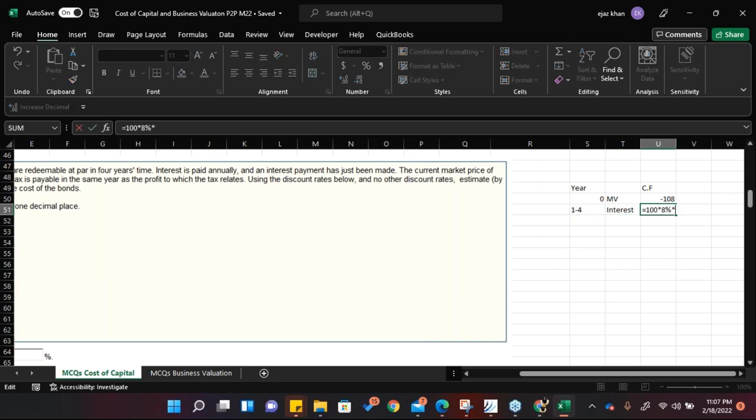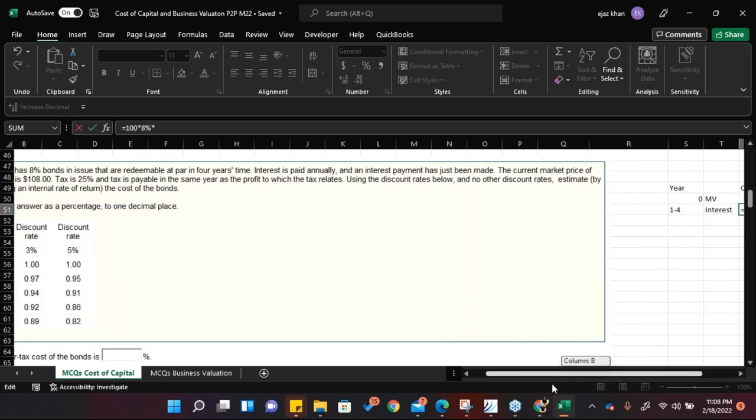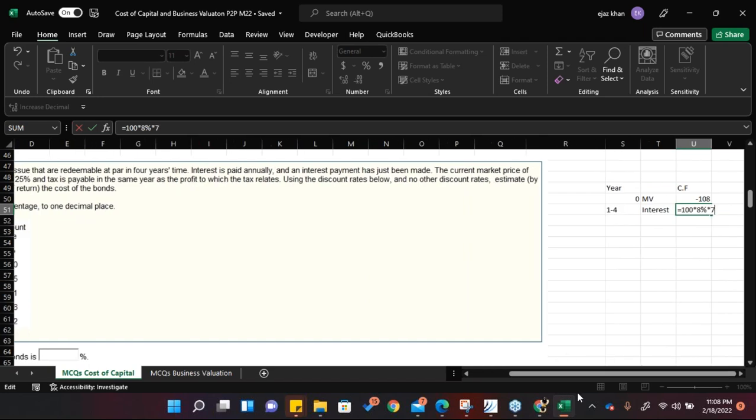But that should be taken as after tax, and the tax rate was 25%, so it should be 75%. So we have to subtract tax from this, as interest is always tax allowable expenditure. So net of tax, this is what we are going to receive every year.